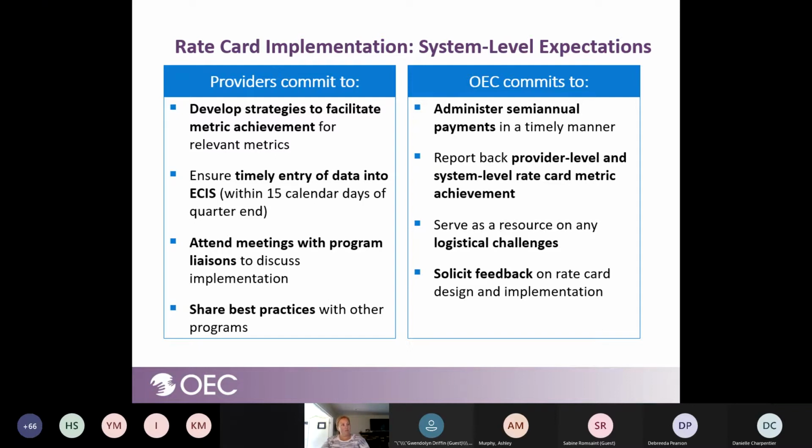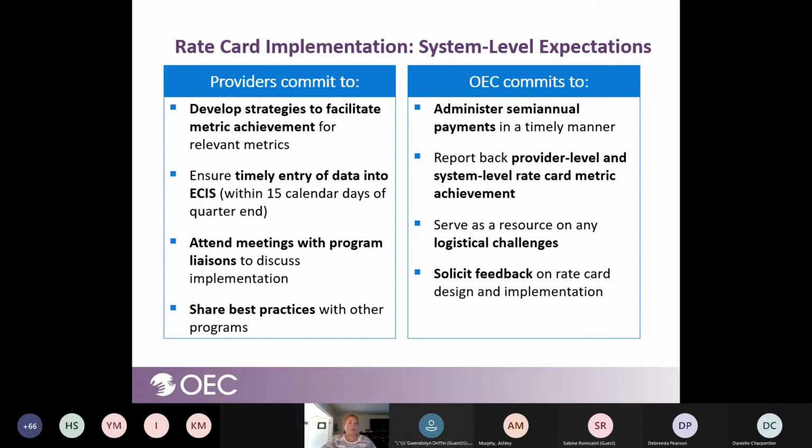OEC's engagement is a critical part of ensuring that rate cards are implemented smoothly and efficiently. The agency commits to supporting providers, analyzing rate card data, and administering payments in a timely manner. Payments will be administered every 6 months within 60 days after the end of the 6-month period.